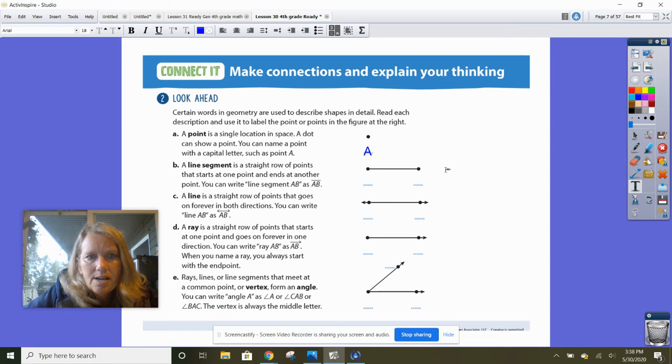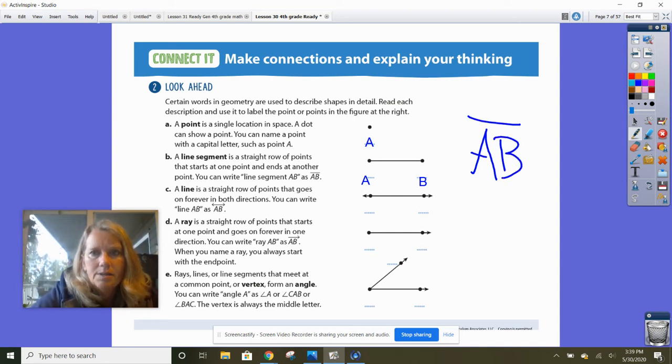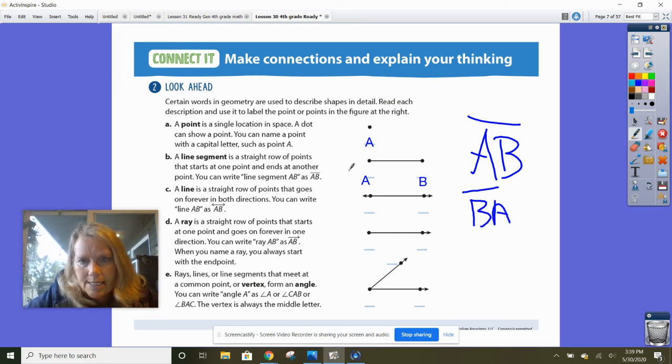So the line segment has 2 points, like an A and a B. Those are the 2 endpoints of a line segment. And then you write the line segment as AB. See how it has it in quotes here? Line segment AB is AB. The way you would write that is you take your pencil and put capital A, capital B, and that means line segment. Notice at the top, there's no arrows. It's just part of a line. Line segment AB is the same as line segment BA, it just goes the other way. But it's the same piece.